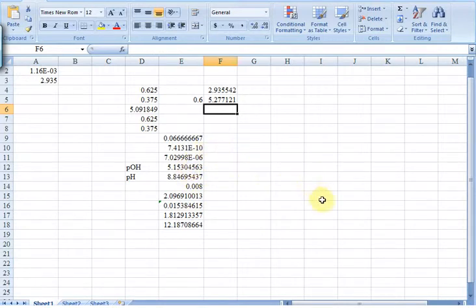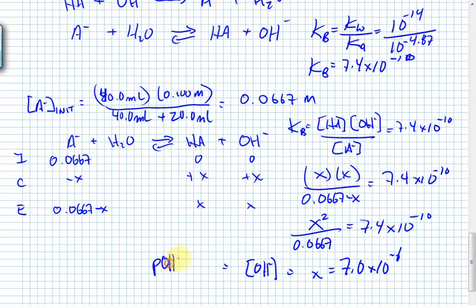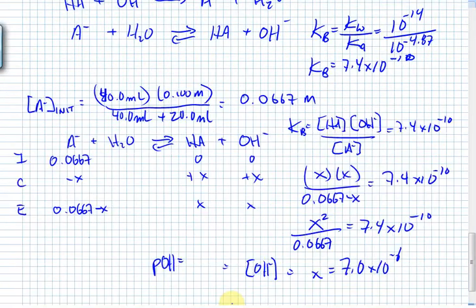X is going to be 7.0 times 10 to the minus 6. And remember, that is the hydroxide ion concentration. The pOH is going to be the negative log of that. Negative log of that is 5.15. The pH is going to be 8.85. All right, notice what happens here.